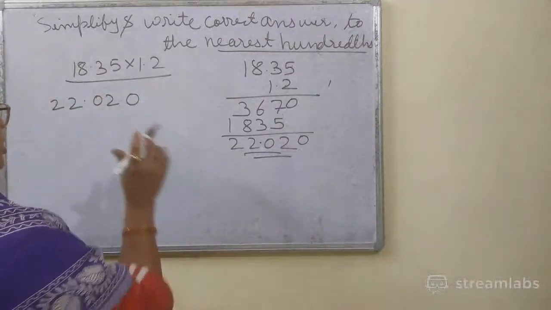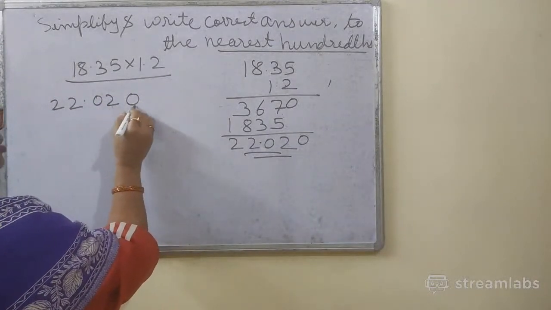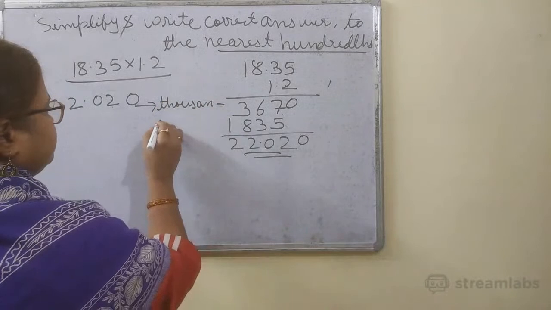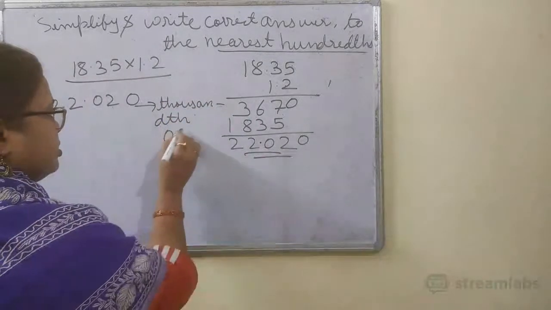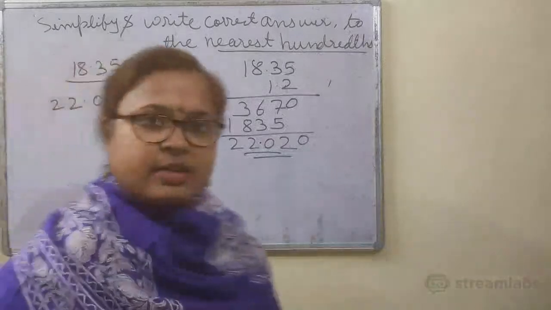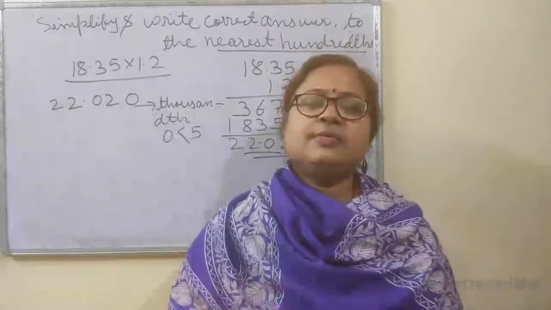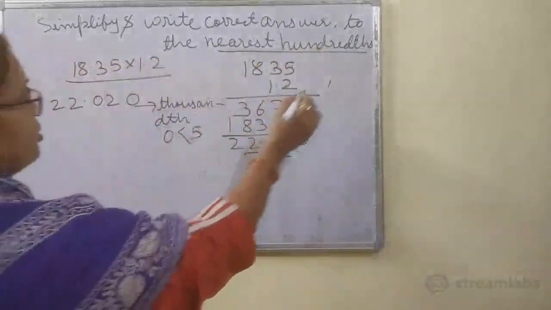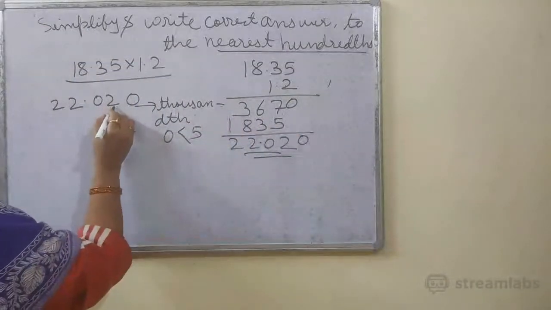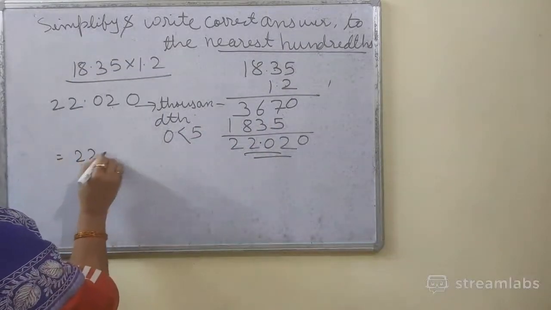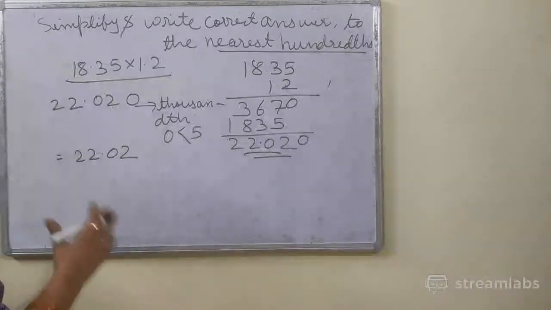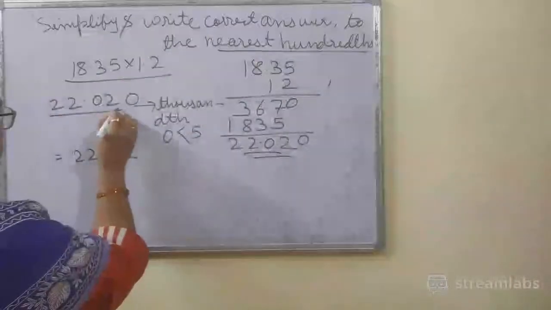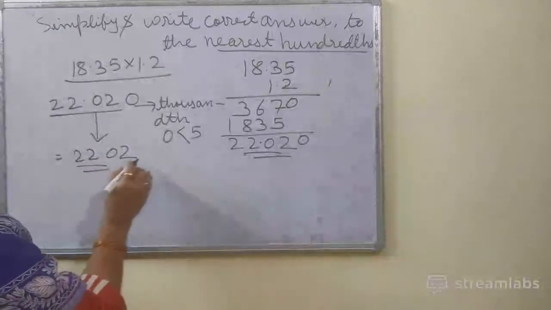22.020 thousands. So this one is 10, this one is 100, and this one is what? Thousands. Clear? And this 0 is less than 5. It is asked about the nearest hundreds, which means up to here. So the answer will be what? 22.02, because the thousands number is less than 5. So whatever is given in the question will be part of the answer.